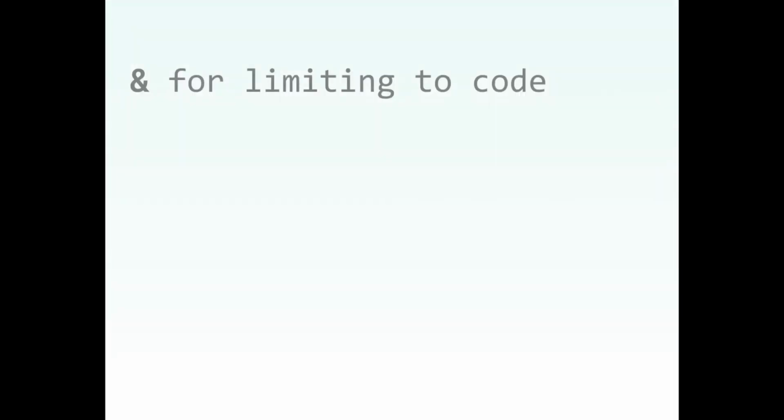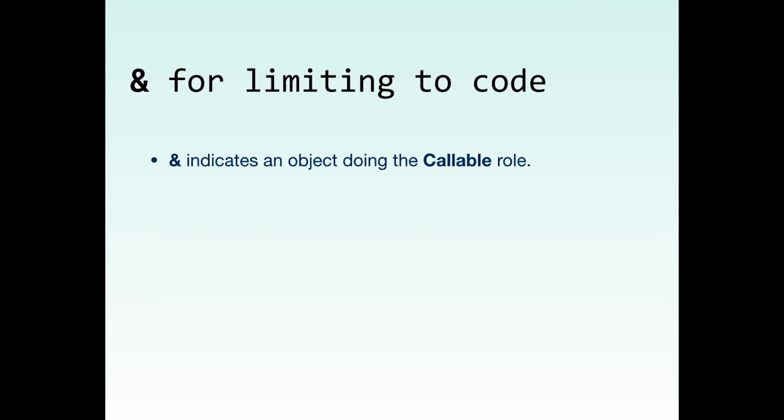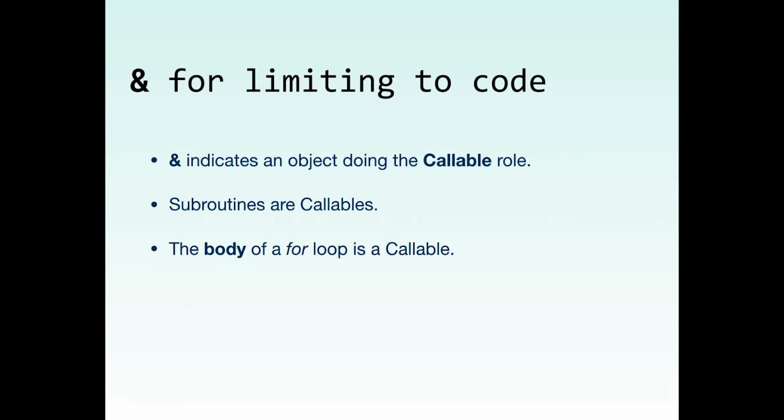So the ampersand is for limiting to code. It indicates that you want to have an object doing the callable role. Subroutines are callables. The body of a for loop is a callable.